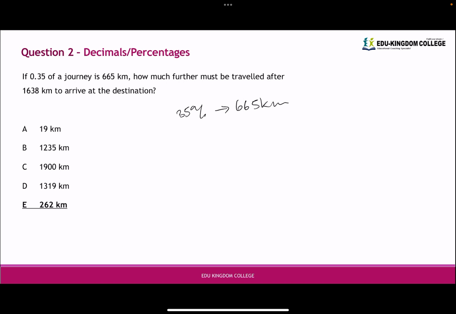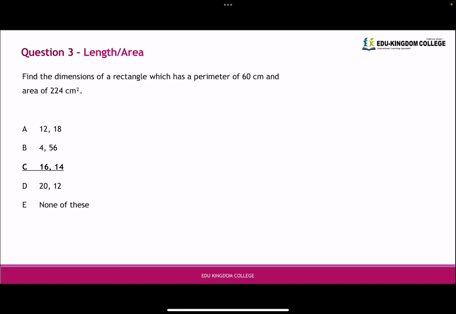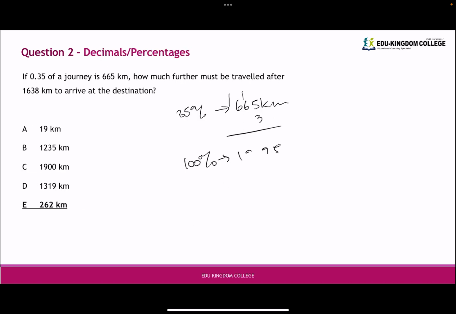So 665, if we multiply it by 3 to get 100%, it's going to be 5, carry the 1, 8, 9, 3 times 6 is 18, so it should be 1995. That'll be around 100%. So 1995. How much further has to be traveled after 1638? We can kind of already tell it's going to be E. The other numbers are too big or too small.